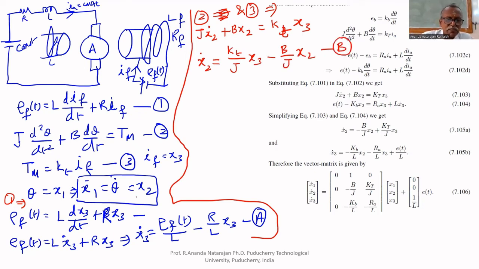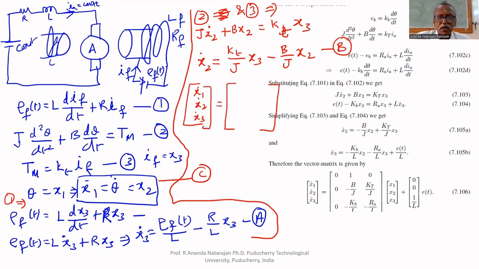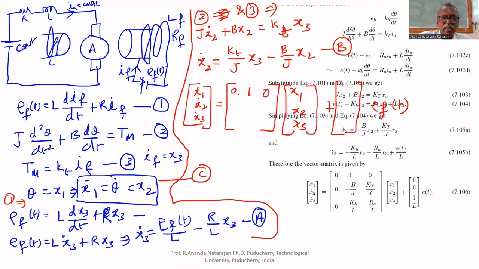Already we got one equation. This is the third equation: x1 dot equal to x2. Now we have to put all together. In state space, x1 dot, x2 dot, x3 dot equal to a matrix times x1, x2, x3 plus a vector times EF of t. So x1 dot equal to x2, therefore 0, 1, 0.